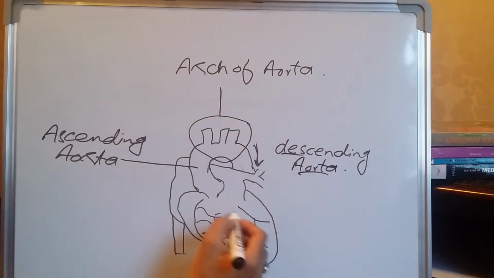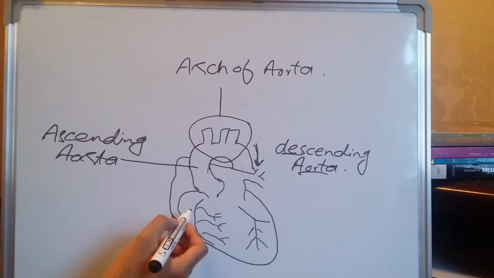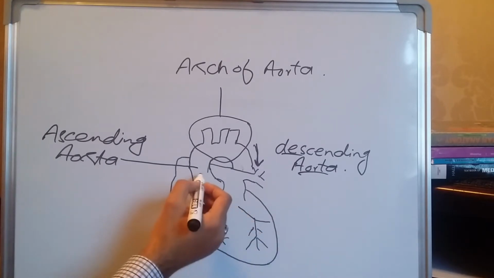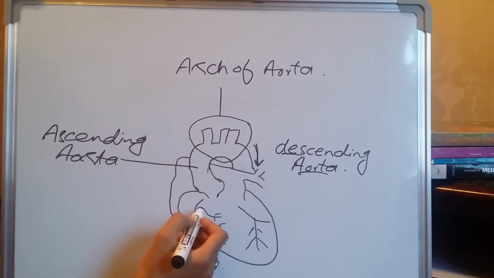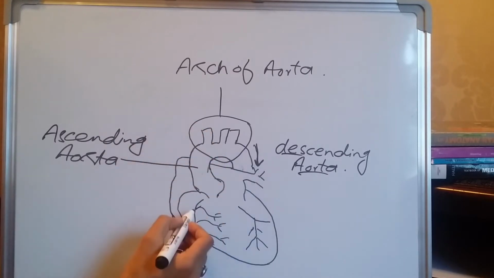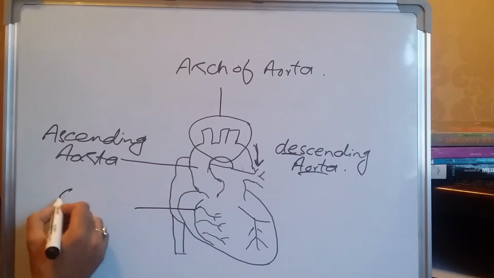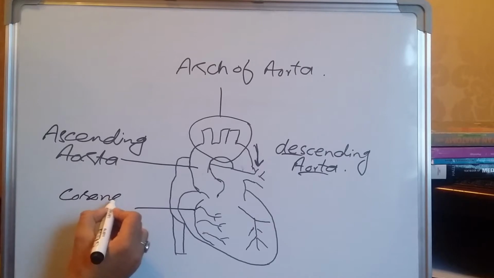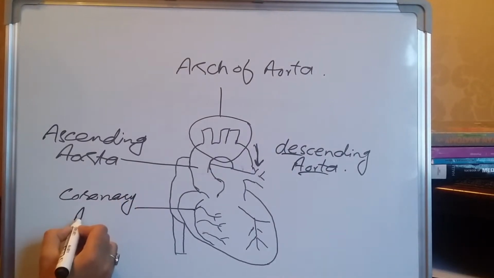The arteries which provide blood supply to the heart itself are called coronary arteries. Mainly these arteries originate from the ascending part of the ascending aorta. So these are coronary arteries.